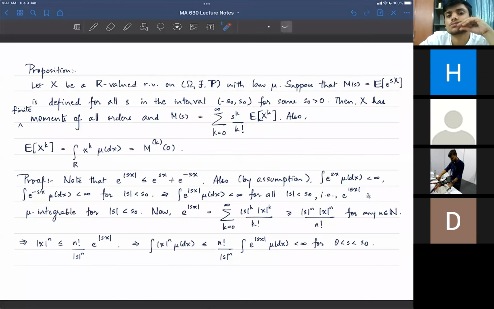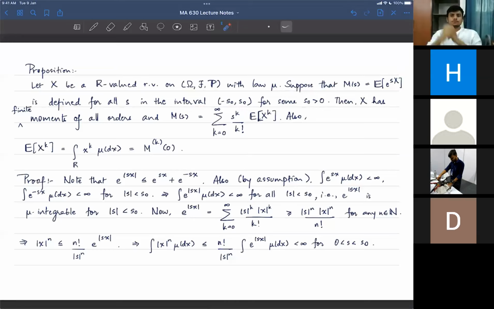So here's our proposition. Let X be a real valued random variable on (Omega, F, P) with law mu. As before, we are defining the moment generating function. Suppose that M of s equals expectation e to the sX. This is the moment generating function. Suppose this is defined for all s in the interval (-s0, s0) for some s0 greater than 0. So we're making the assumption that in some interval containing 0, the moment generating function is defined. We are not going to be concerned with whether this interval is small or big, or whether it's infinite on this side or on that side, or finite on both sides or infinite on both sides.